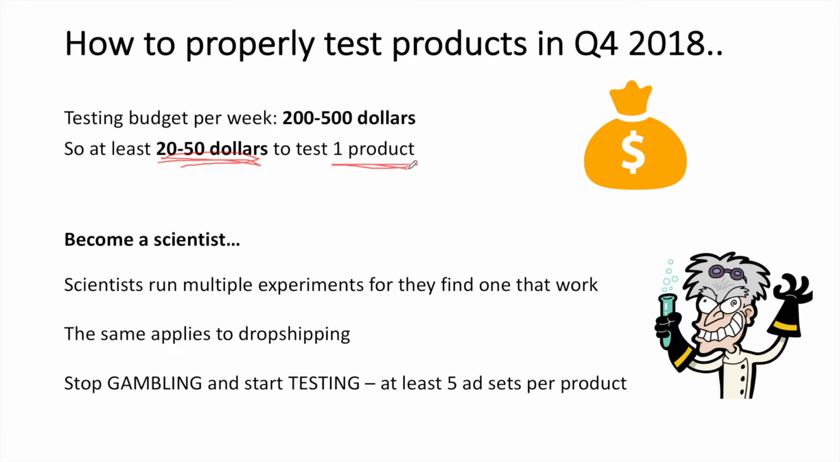You need to be testing multiple ad sets per product. It's just so important. I used to do just one ad set per product, and I had a really, really hard time finding anything profitable. Now I test 10 different ad sets per product, and I consistently find winning products that I can scale. And you need to become a scientist. Scientists run multiple experiments before they find a winning solution. They don't just test one experiment and everything just works. The same applies to dropshipping. You need to be testing multiple different ad sets and audiences in order to find something that's profitable. So stop gambling and start properly testing.